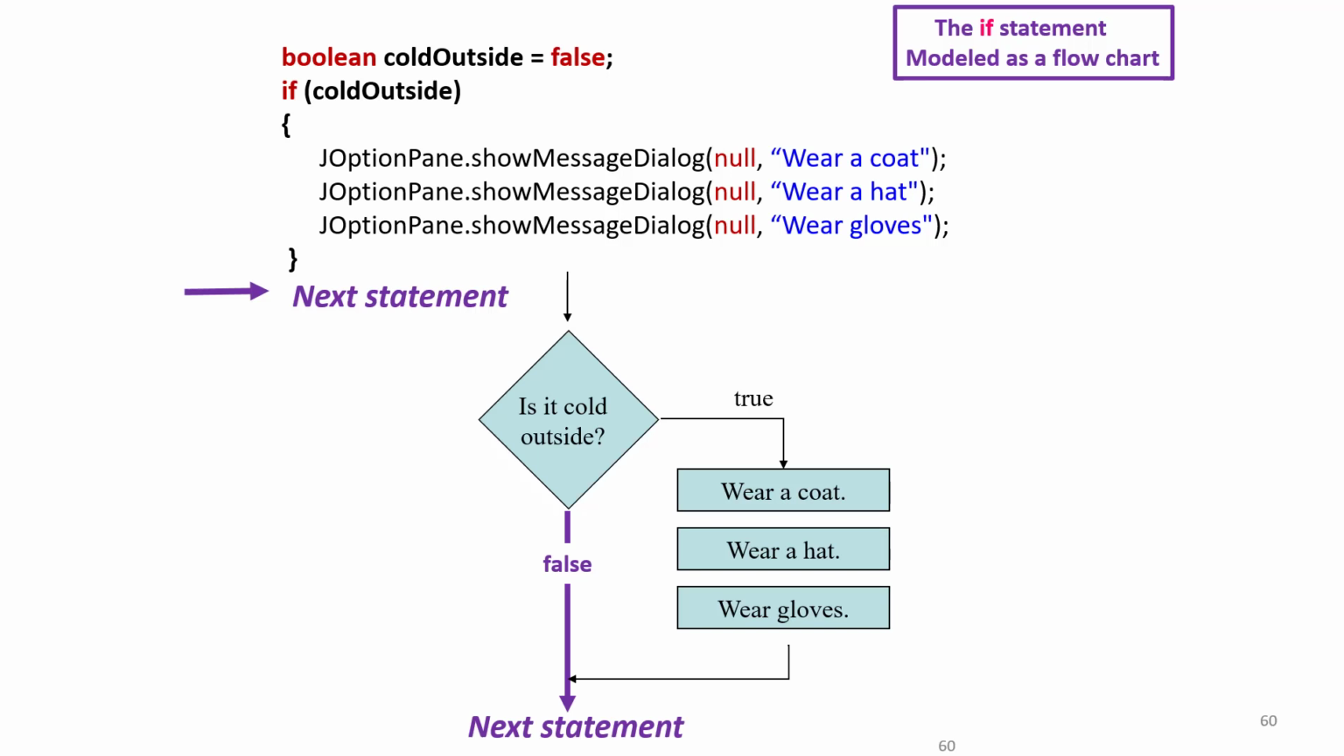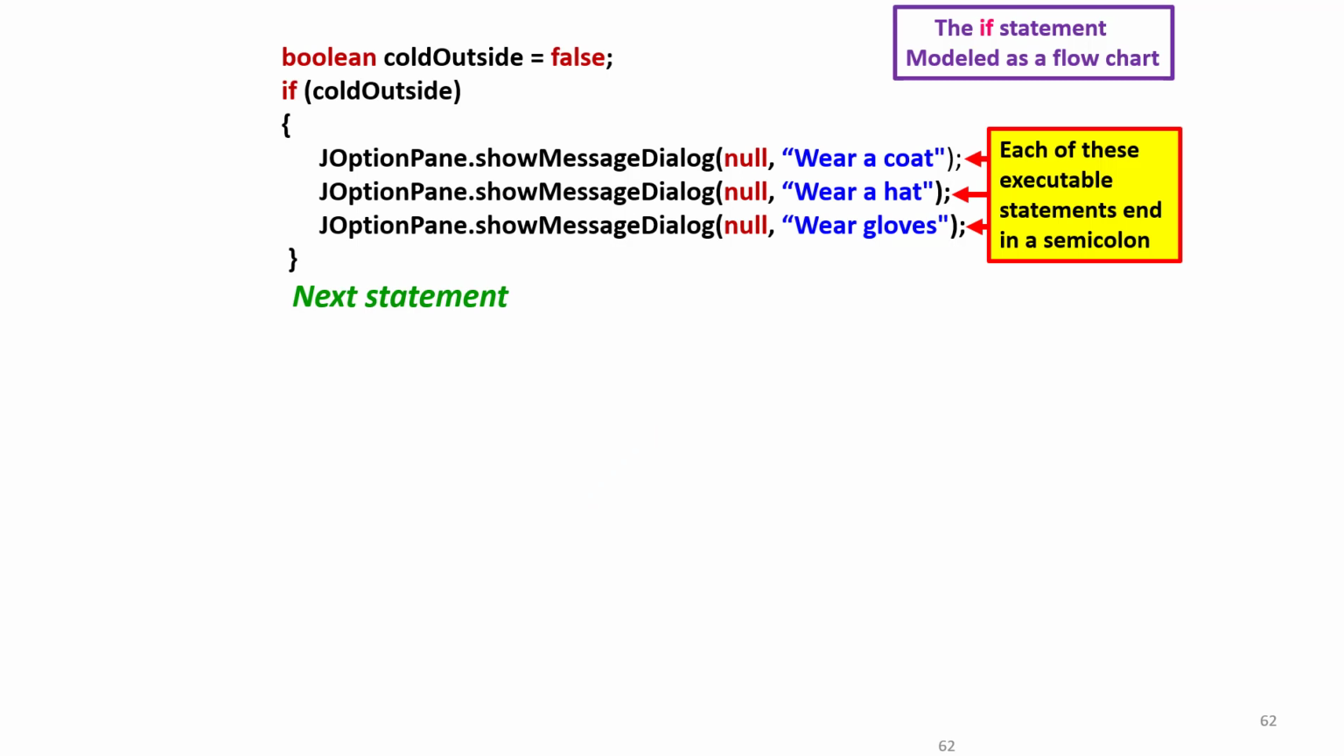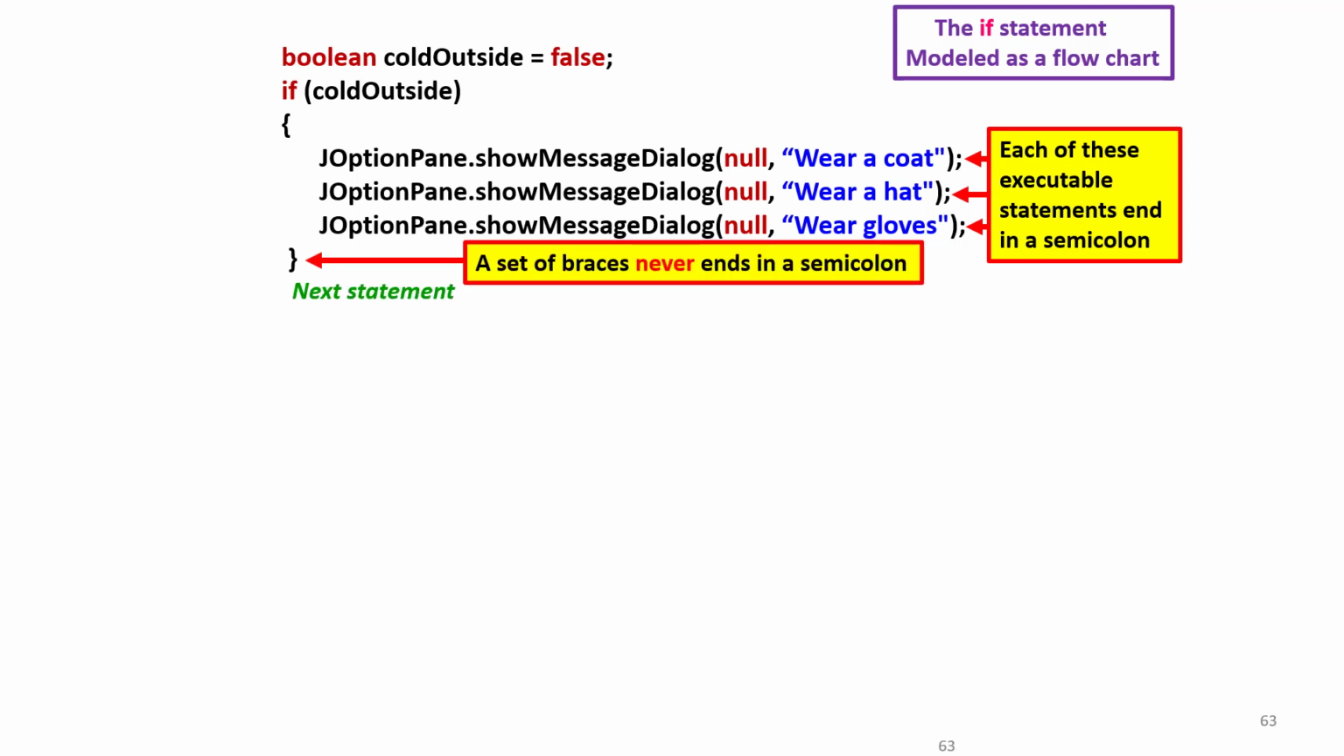Now, remember, this line, the next statement, executes no matter what the value of cold outside is, true or false, doesn't matter. The next statement executes. And note that each of these executable statements end in a semicolon, but a set of braces never ends in a semicolon.